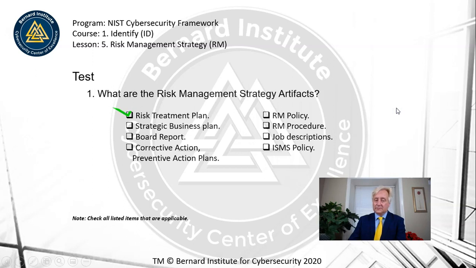Well, you need a risk treatment plan. You need to have corrective and preventative action plans. Strategic business plans are not part of the risk management process. You might have a strategic business plan for cybersecurity or for information security, but usually strategic business plans come from the executive, the CEO, and the executive committee, and they're reviewed with the board, and the board helps to steer that process. It's not part of the board report.